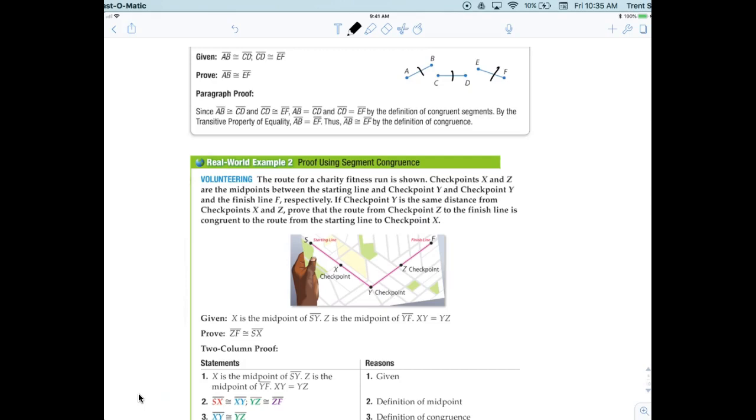You could also say what property though? Substitution. You agree? All right. So if AB is equal to EF, then AB must be what? Congruent to EF by definition of congruence. So again, kind of silly.